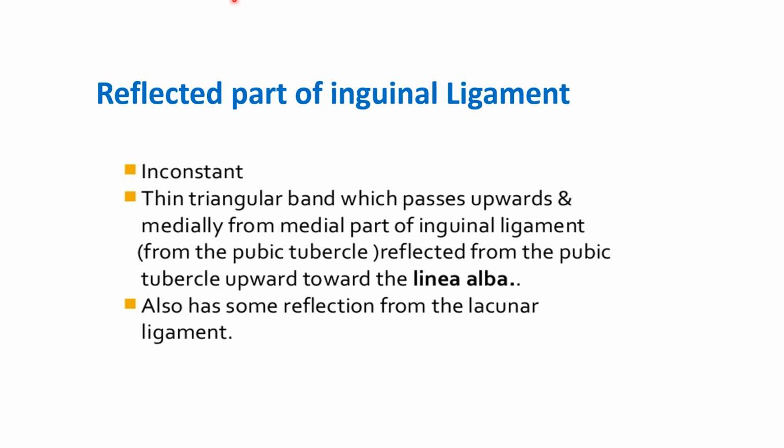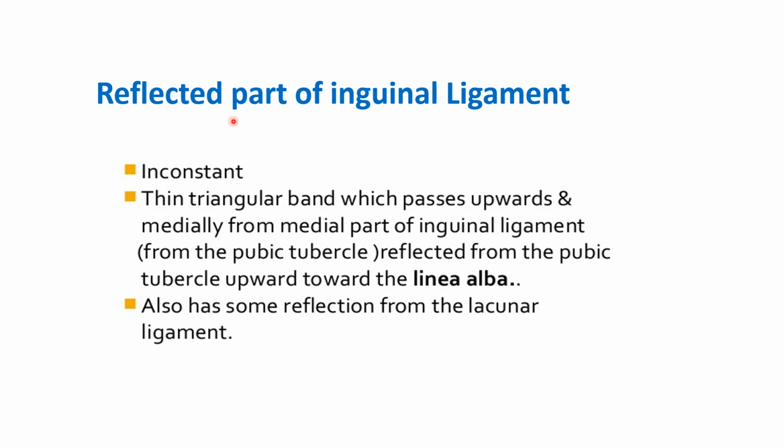So coming up with the last extension of the inguinal ligament, that is the reflected part of the inguinal ligament. It is inconstant and it is a thin triangular band which passes upwards and medially from the medial part of the inguinal ligament at the pubic tubercle, and it is reflected towards the linea alba. It also has some reflections from the lacunar ligament.